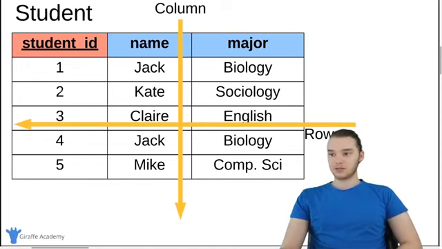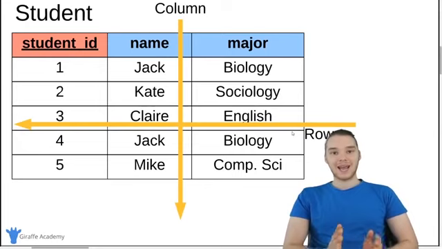Now columns are these vertical sections right here. A column would define a single attribute, right? So we have our name column, and inside the name column, we have the names of all the students. We have the major column. Inside the major column, we have the majors of all the students, right? Makes sense. And then we have rows.